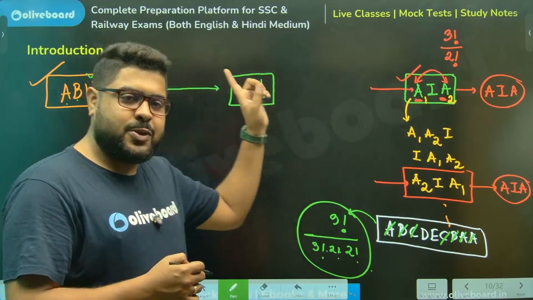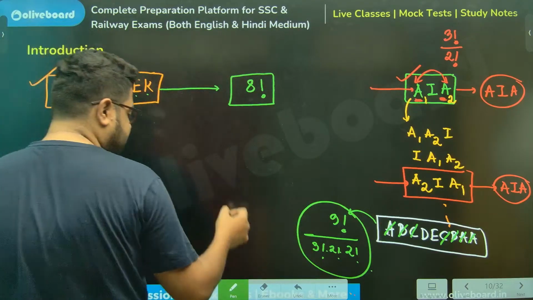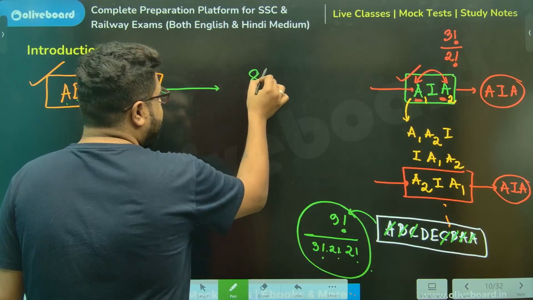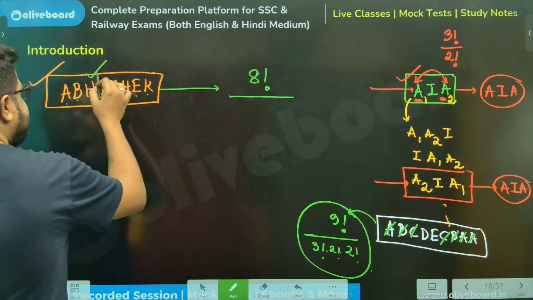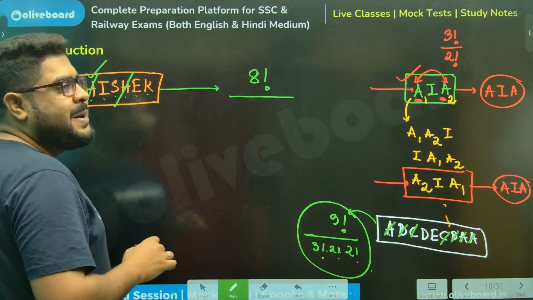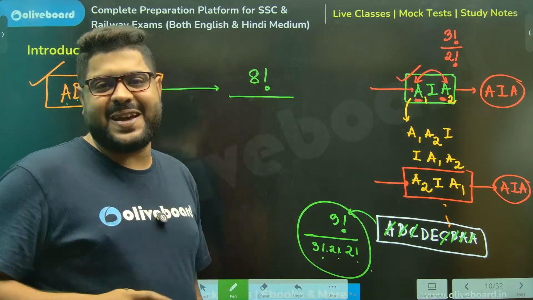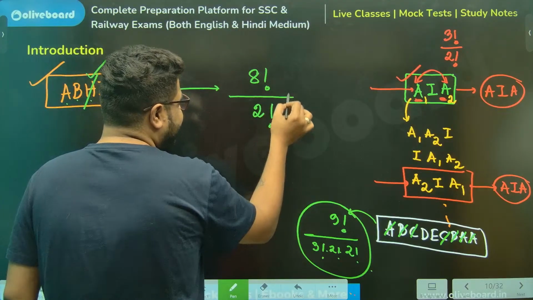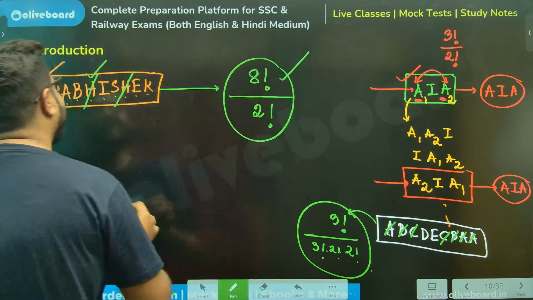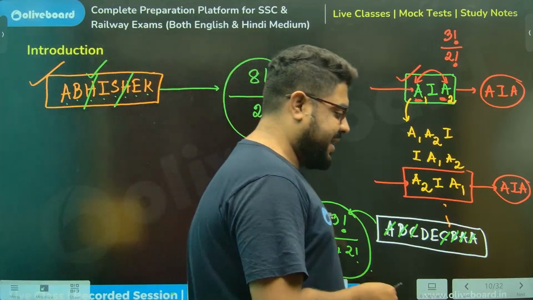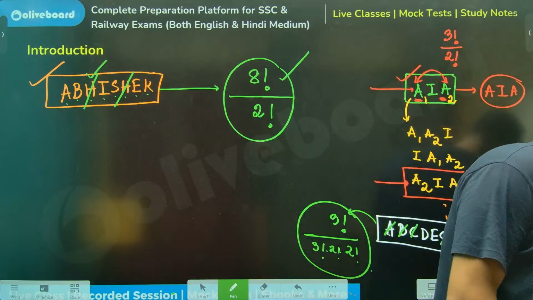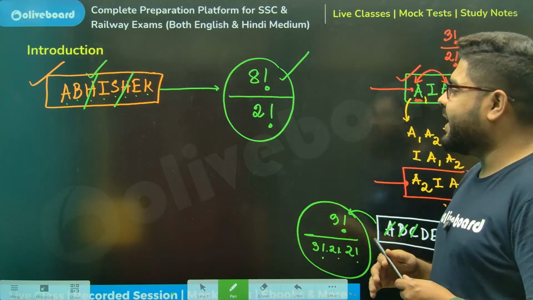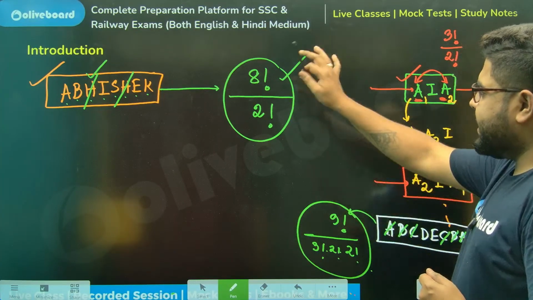Clear? So here, tell me, 8 factorial will not be your answer. Your answer will be 8 factorial divided by 2 factorial. Why? What is common? H and H is common. Abhishek, now you understand why I wanted the H. There are two H's, so I'll divide by 2 factorial. That will be my correct answer. Is this 100% clear? This is a very simple thing.